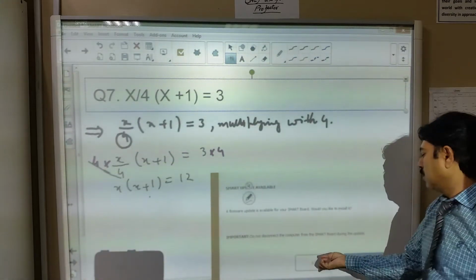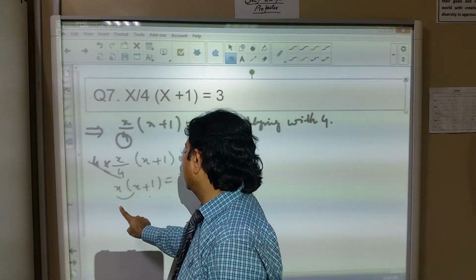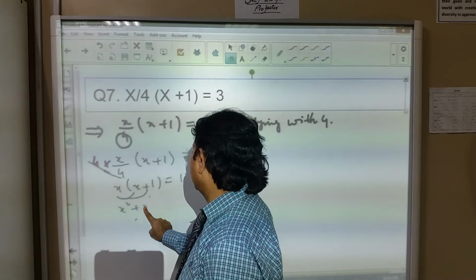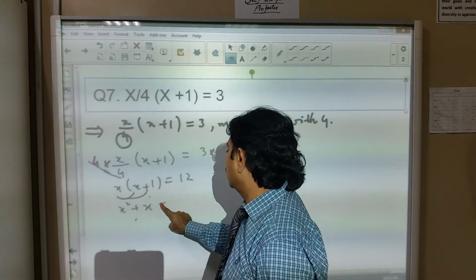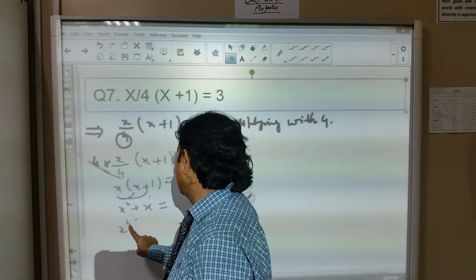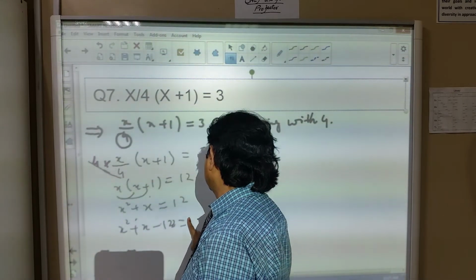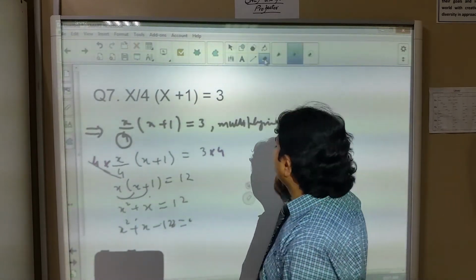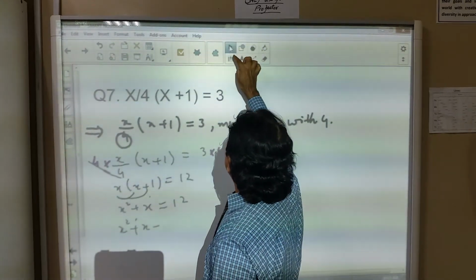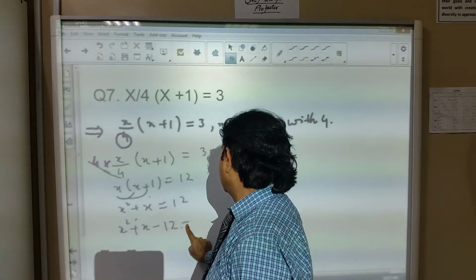Okay, students, now multiply x with this, so it will be x square plus x is equal to 12. Now take it in this form: x square plus x minus 12 is equal to 0. So this is the standard form.